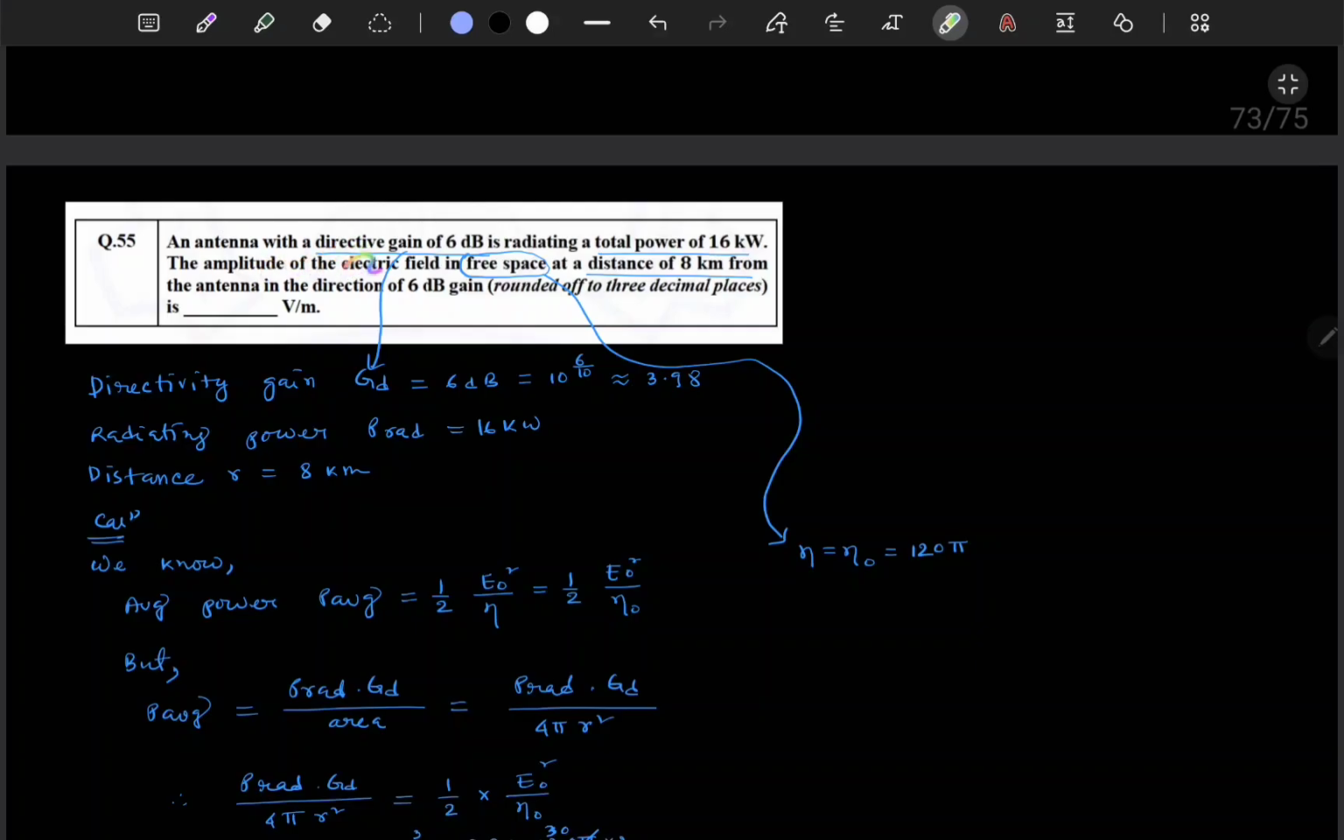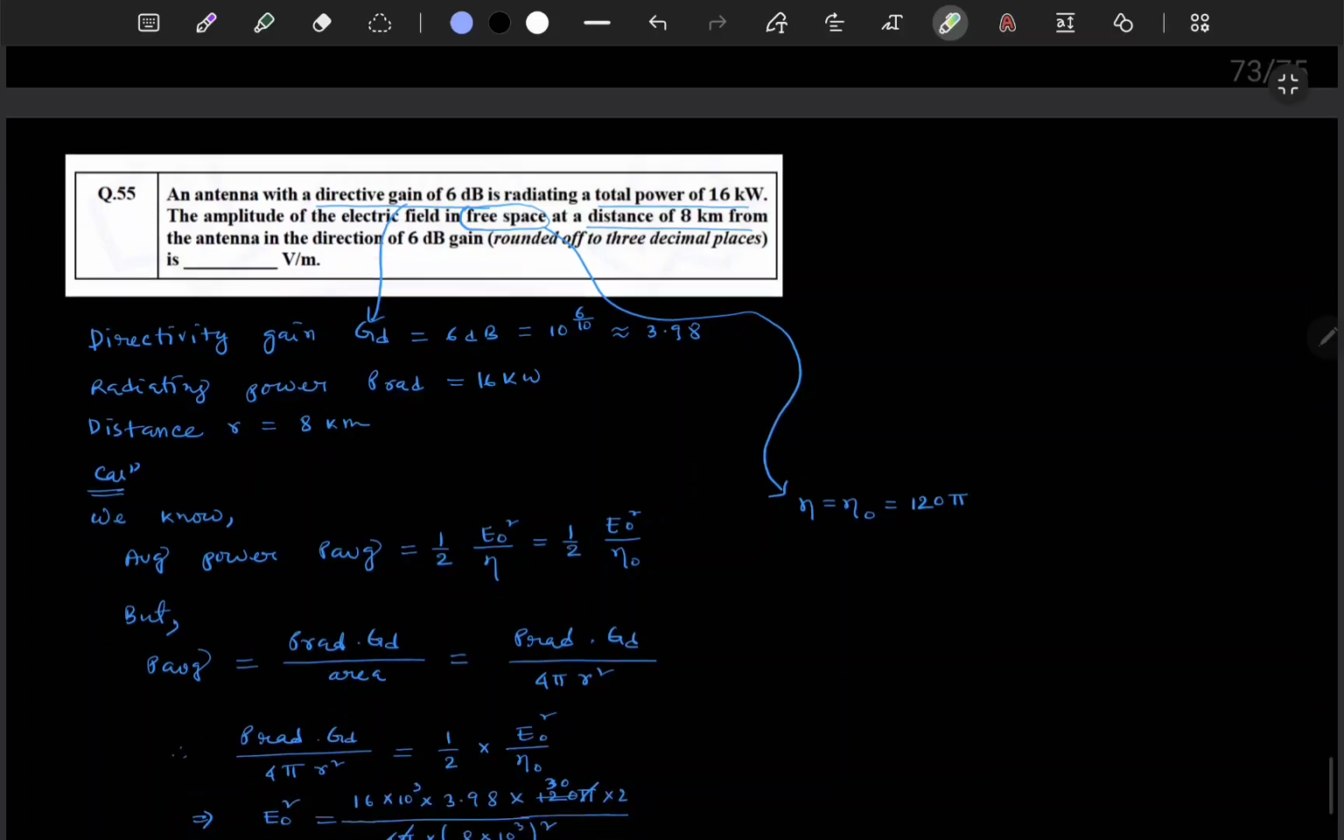An antenna with a directive gain of 6 dB is radiating a total power of 16 kilowatt. The amplitude of the electric field in free space at a distance 8 km from the antenna, in the direction of 6 dB gain, is how many volt per meter? So we need to find out the amplitude of the electric field in free space at a distance 8 km from the antenna in the direction of 6 dB gain.